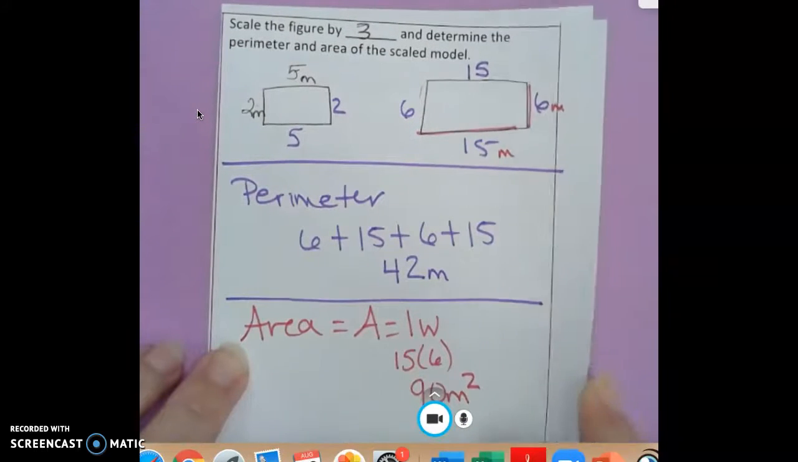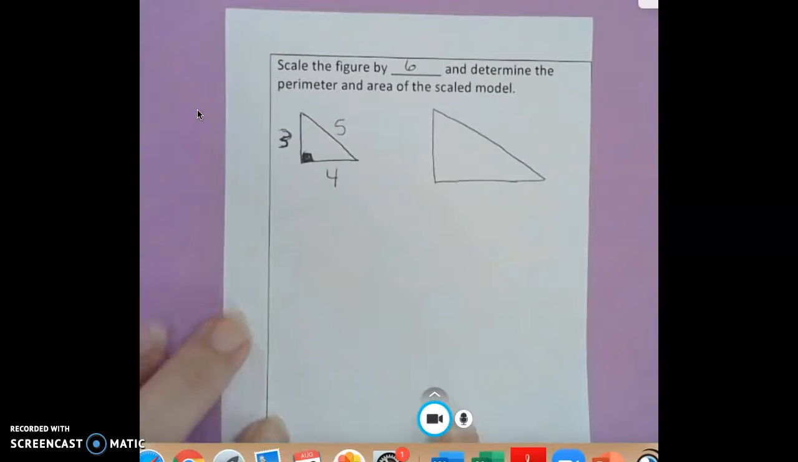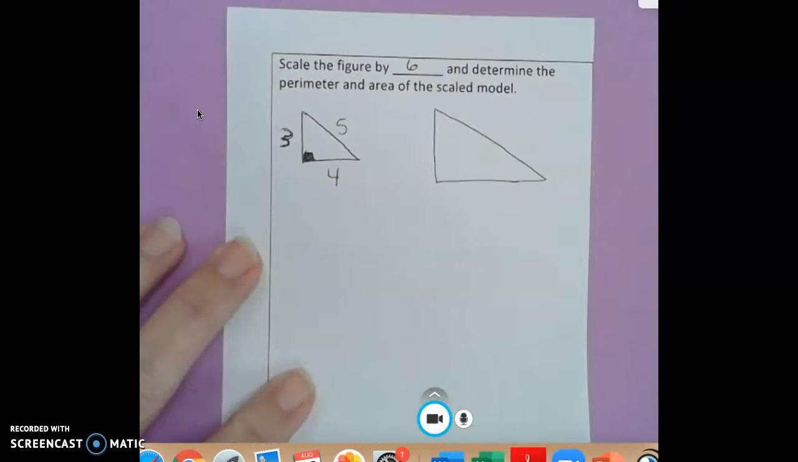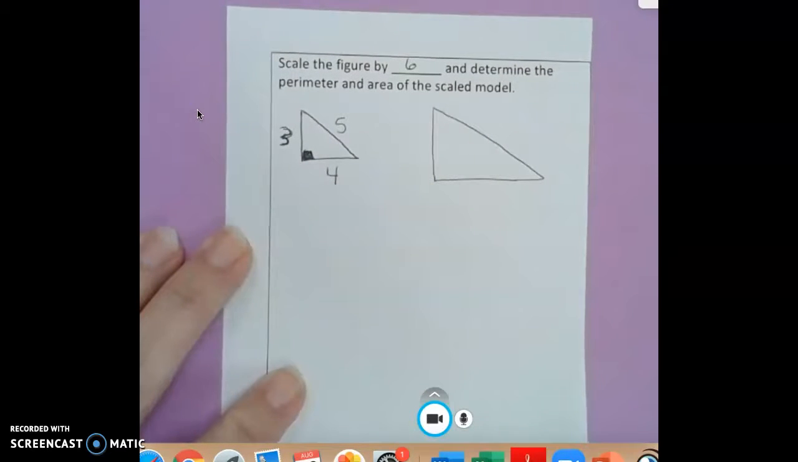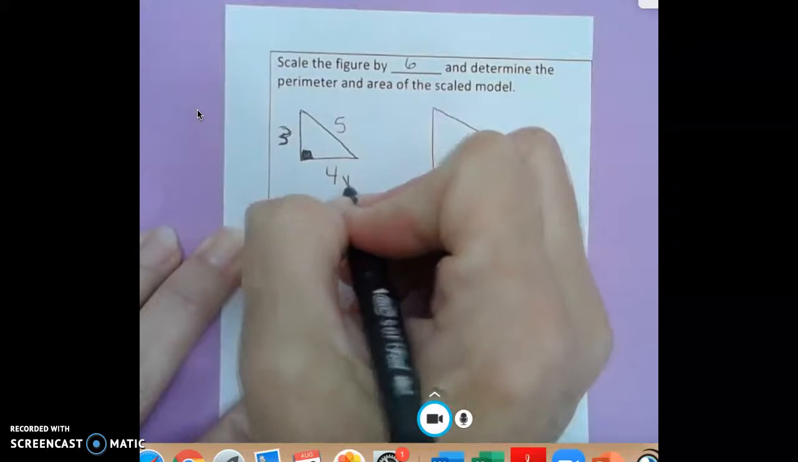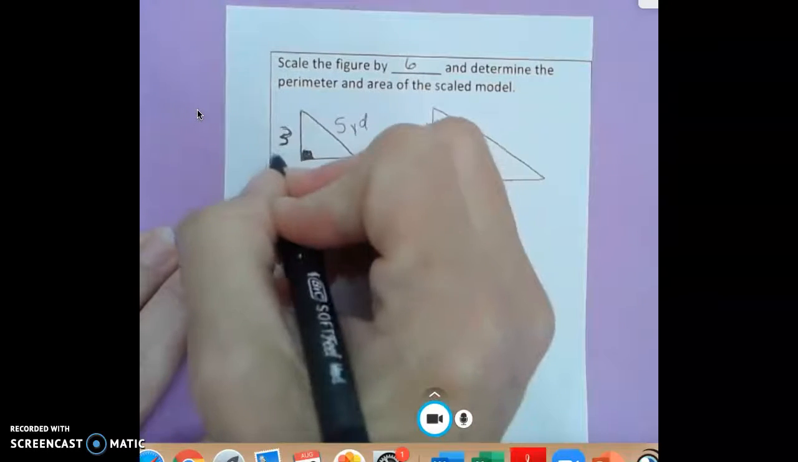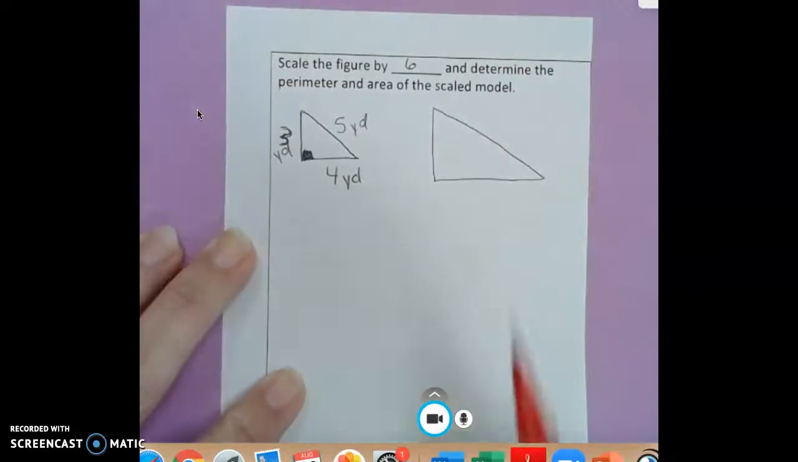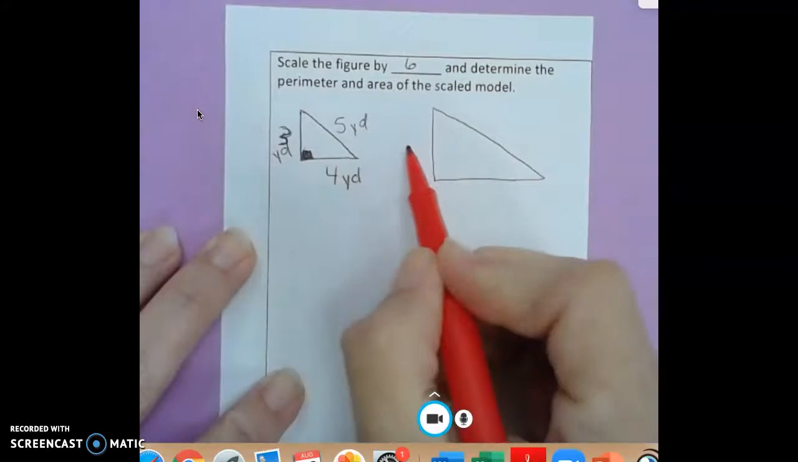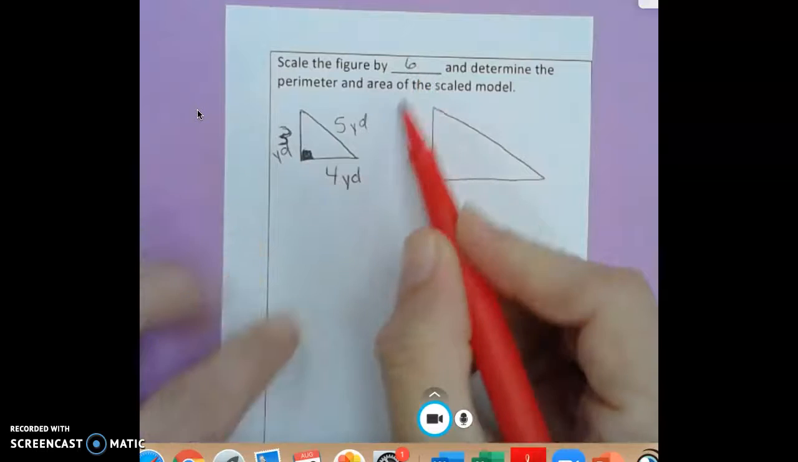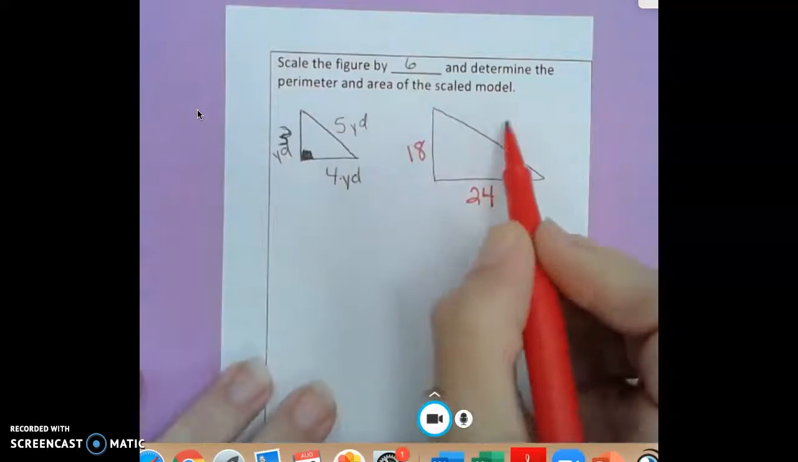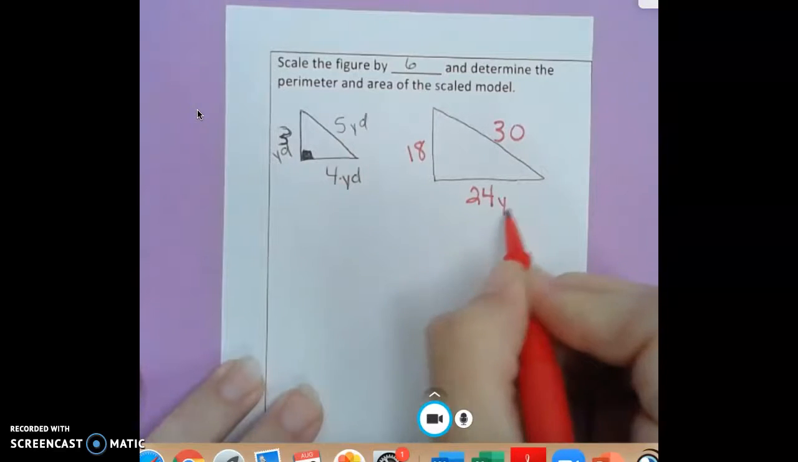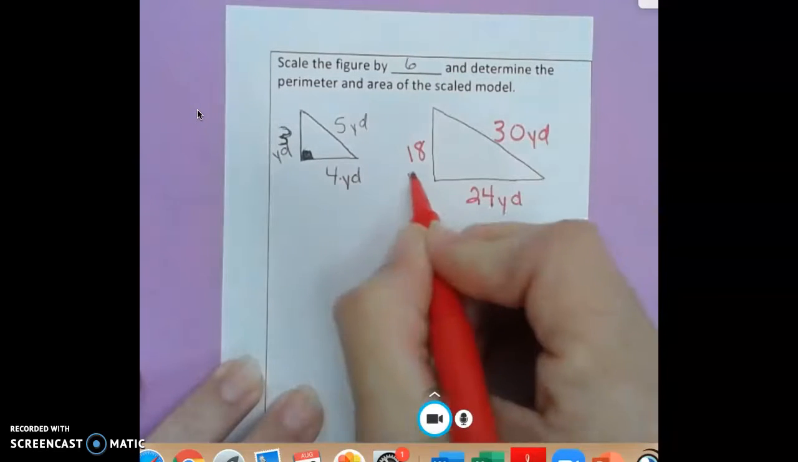Okay. One more. We've got our lovely little triangle, and it says to scale it by 6. Our numbers are going to get just a little bit bigger. I didn't put a measurement on here, so let's do yards, that each one of these is going to be yards. So I've got 6 times 3, which is going to give us 18, 6 times 4, which is going to give us 24, and then 5 times 6, which is going to give us 30. And all of these are still yards.